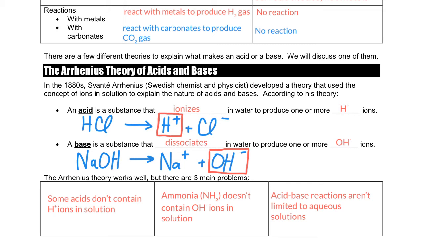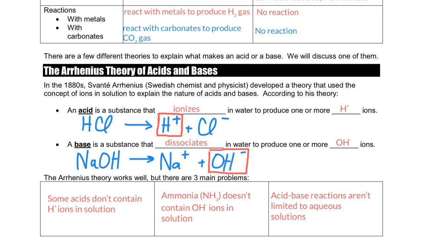The other problem is that there are some acid-base reactions that don't occur in aqueous solution. So this theory defines an acid and a base based on what happens when they're dissolved in water in an aqueous solution. Because there are acids and bases that don't exist in aqueous solution, that's a big problem with this theory. As with any theory, there are problems, and this is why we have other theories to fill in the gap. But for us, this is the theory we are going to proceed with.